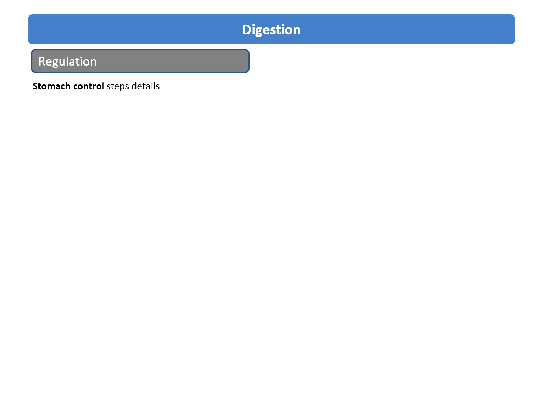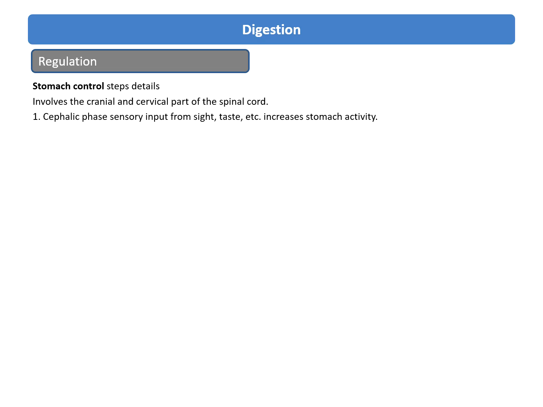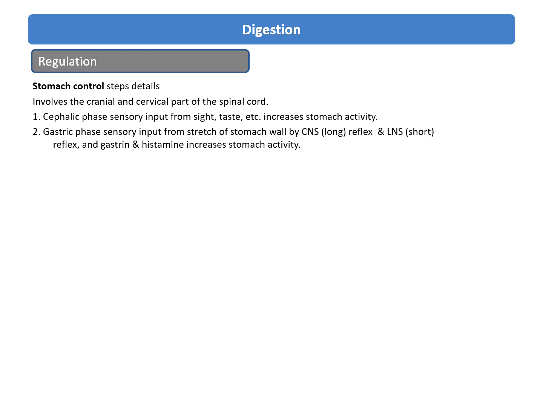Let's summarize and add a few more details. Stomach control involves the cranial and cervical parts of the spinal cord. The cephalic phase, sensory input from sight and taste and so forth, increases stomach activity. In the gastric phase, sensory input from stretch of the stomach wall by both CNS and LNS reflexes and gastrin and histamine increase stomach activity. So histamine is also a hormone in the stomach.